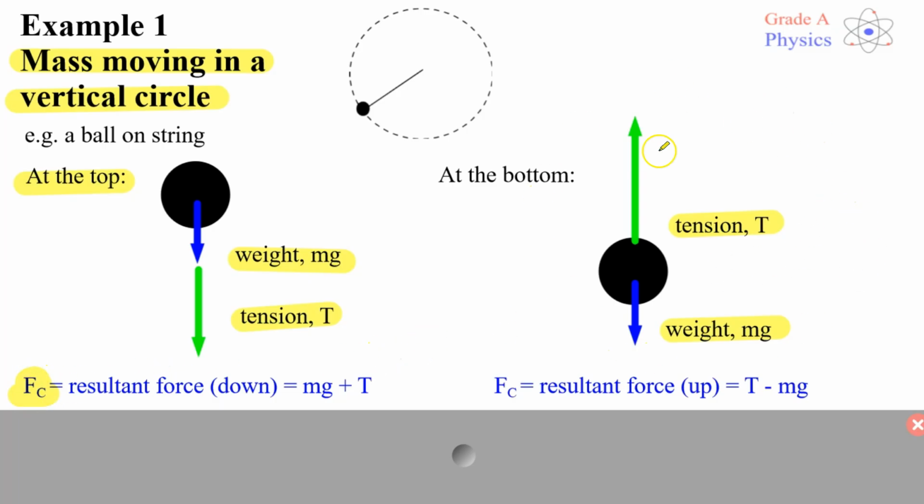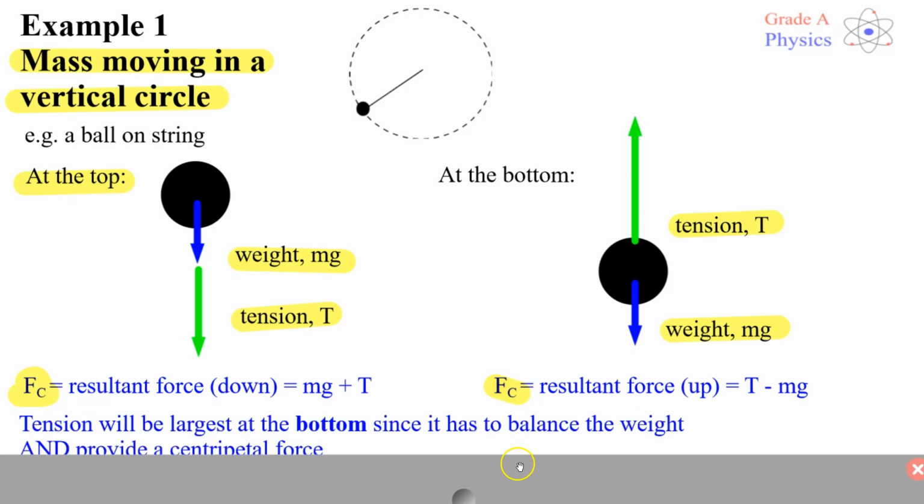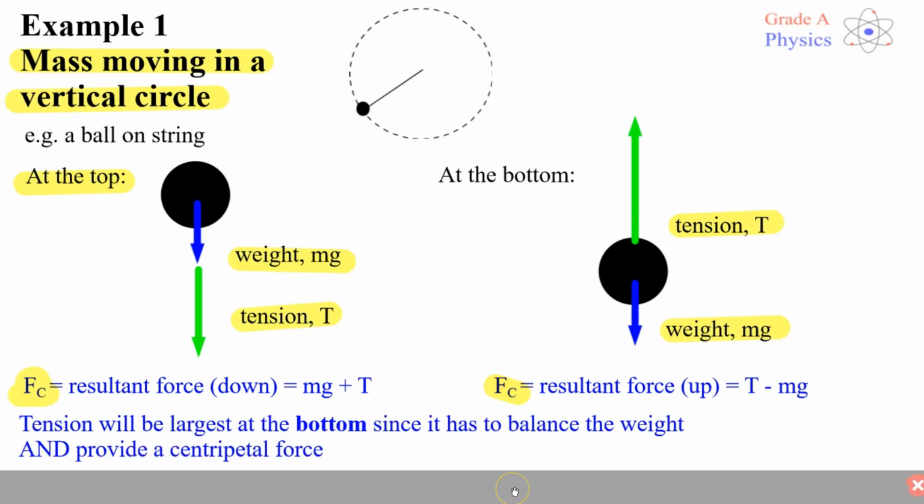And we can see at the bottom that the tension and the weight are acting in different directions. So the tension has got two jobs to do now. It's got to balance the weight and also provide a resultant centripetal force towards the centre. So Fc, the resultant force, will be T minus mg. This is really important: the centripetal force is the name we give to the resultant force which arises out of the existing forces. Either they combine together, or it's T minus mg at the bottom.